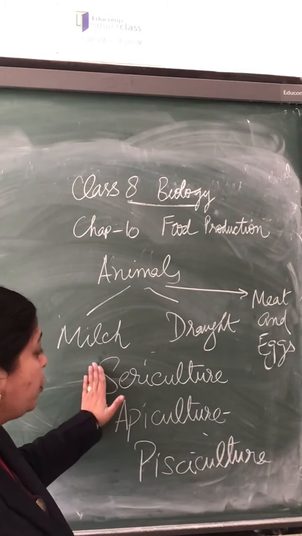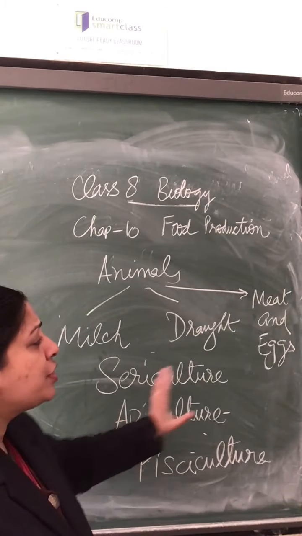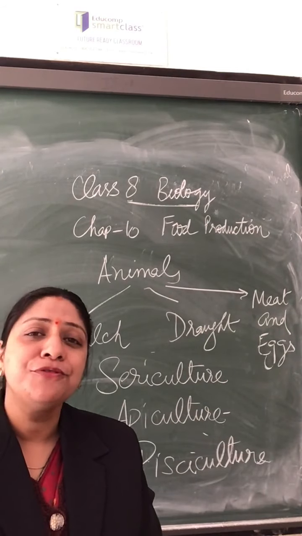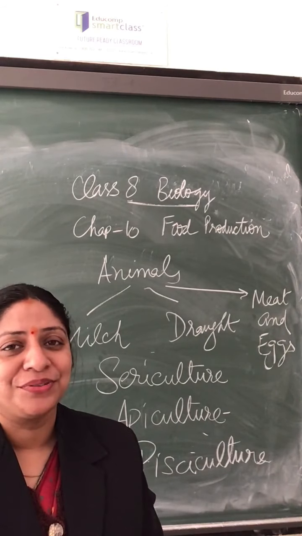Pisciculture, apiculture, and even the poultry farms are used for providing a lot of food resources to human beings all around.